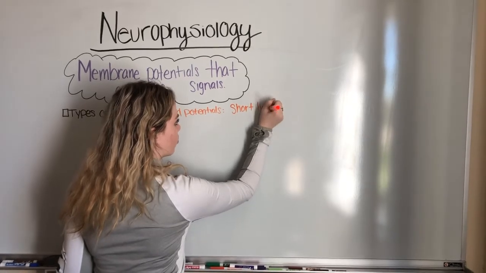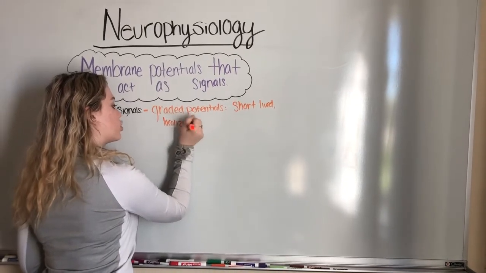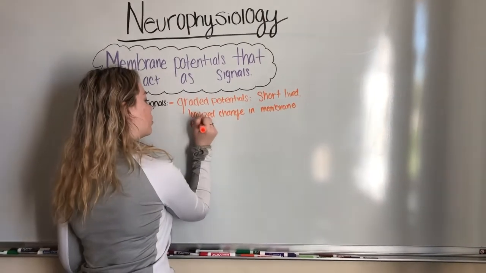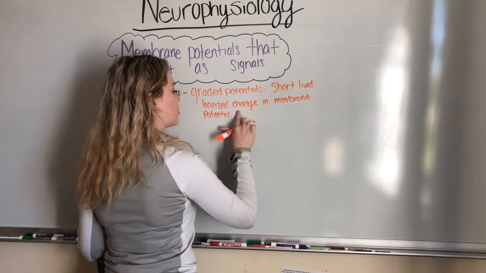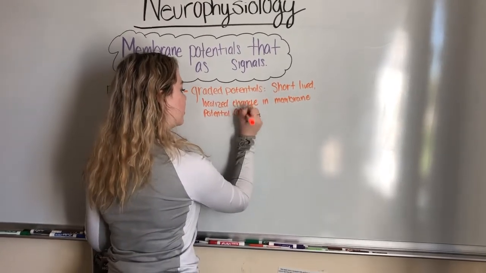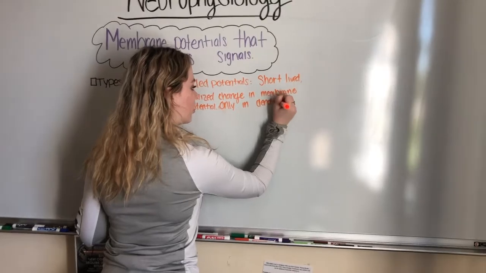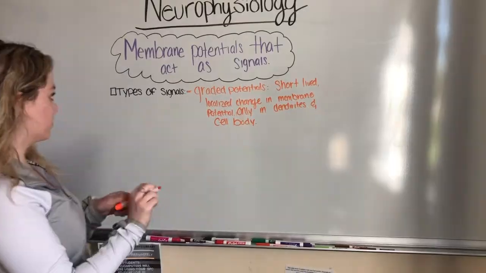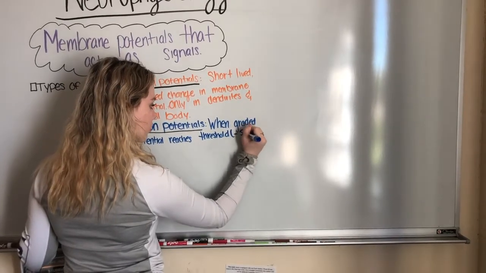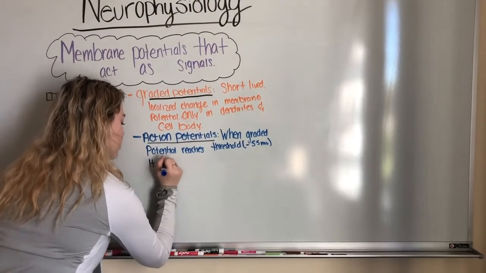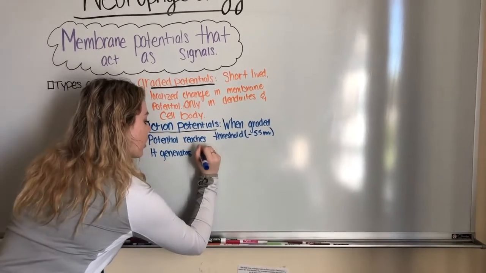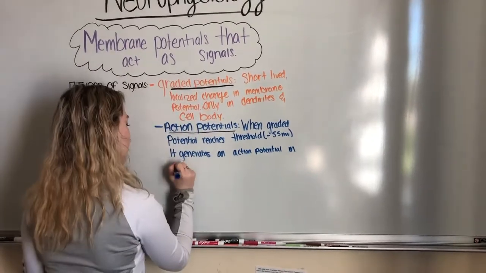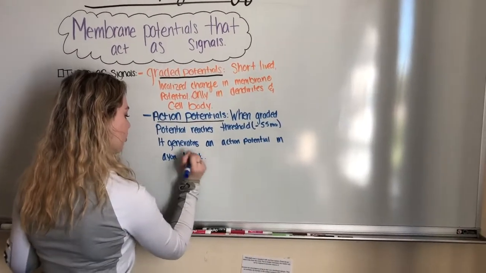Graded potentials are short-lived, localized changes in membrane potential, usually in dendrites or the cell body. They can be either depolarizations or hyperpolarizations. In a neuron, an action potential is also called a nerve impulse and is typically generated only in axons. These voltage-gated channels are generally found only on the axons, where they are critical for action potential formation. No voltage-gated channels means no action potential.